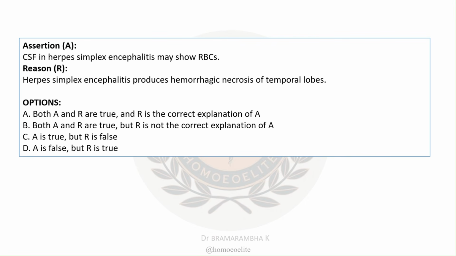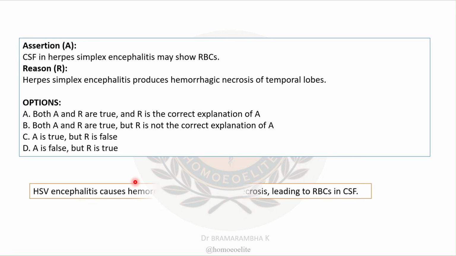So moving on to another MCQ. Assertion: CSF in herpes simplex encephalitis may show RBCs. Reason: herpes simplex encephalitis produces hemorrhagic necrosis of the temporal lobes. Option A, both A and R are true, and R is the correct explanation of A. Option B, both A and R are true, but R is not the correct explanation of A. Option C, A is true, but R is false. Option D, A is false, but R is true.